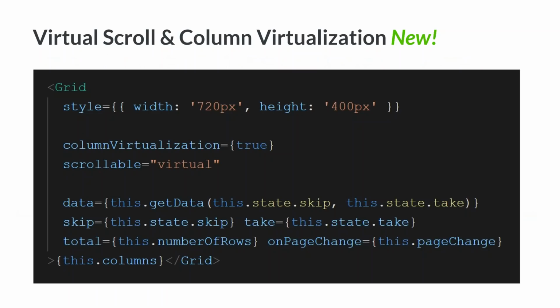To activate this for both directions, it's pretty easy. We just add these two props right here, column virtualization equals true, and scrollable equals virtual.